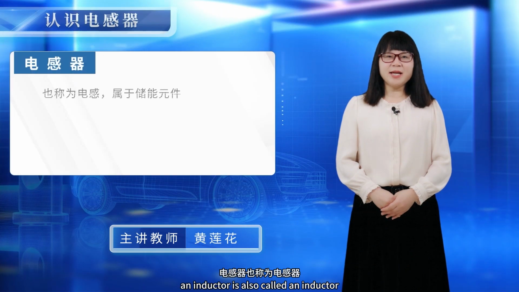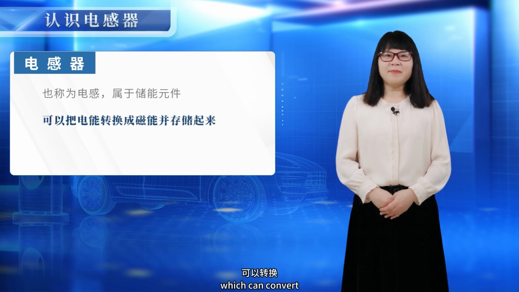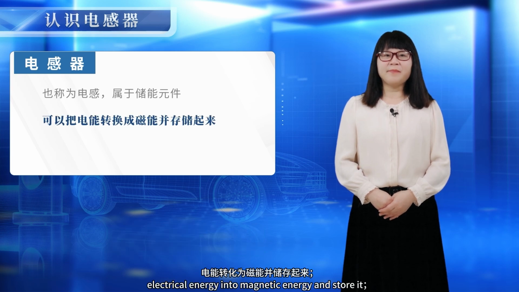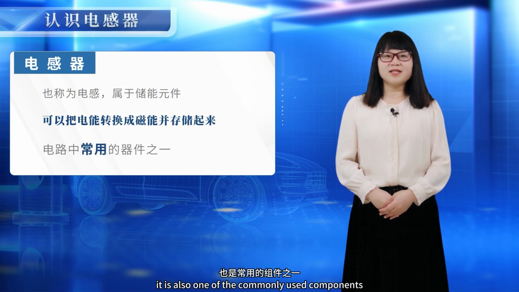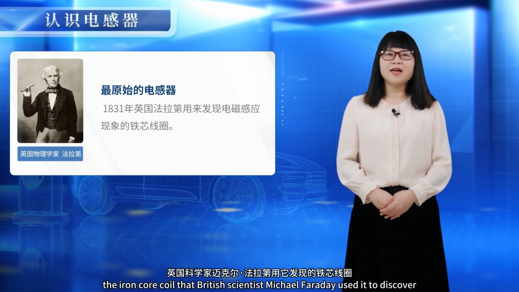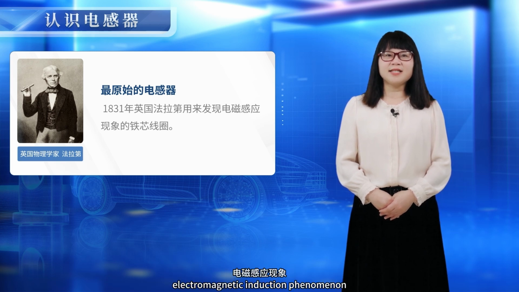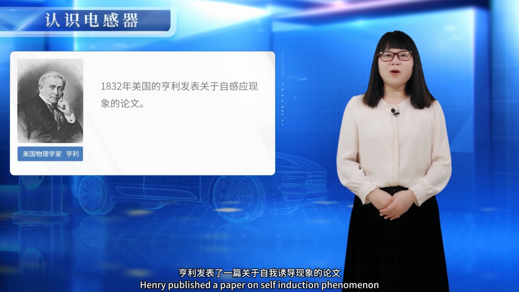An inductor, also called an inductance coil, is an energy storage element which can convert electrical energy into magnetic energy and store it. It is also one of the commonly used components. The earliest inductor was in 1831, the iron core coil that British scientist Michael Faraday used to discover the electromagnetic induction phenomenon. In 1832, American scientist Henry published a paper on the self-induction phenomenon.